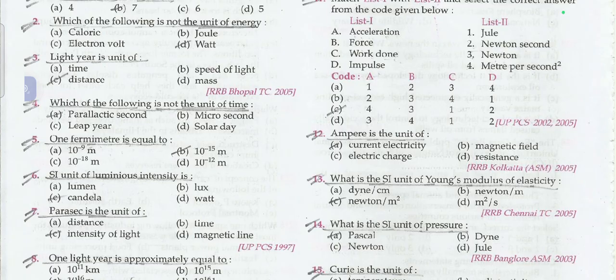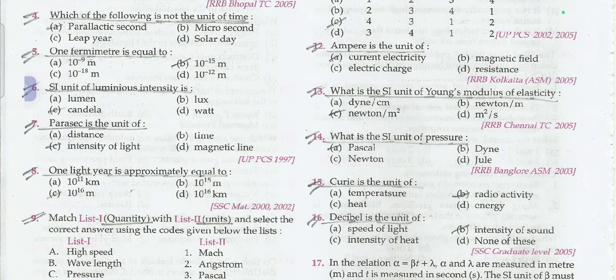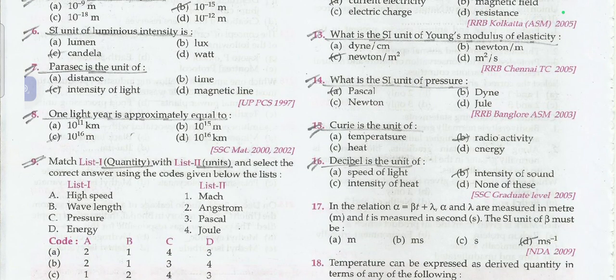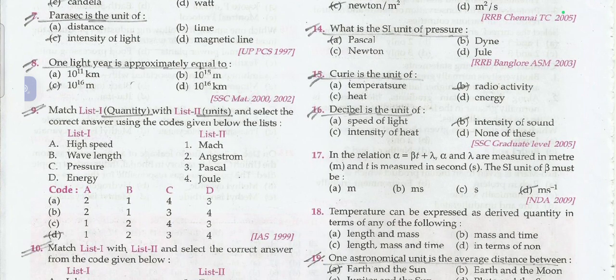What is the SI unit of Young's modulus of elasticity? Newton per meter square. What is the SI unit of pressure? Pascal. Curie is the unit of radioactivity. Decibel is the unit of intensity of sound. In the relation alpha equal to beta t plus lambda, alpha and lambda are measured in meter and t is measured in second. The SI unit of beta must be meter per second.